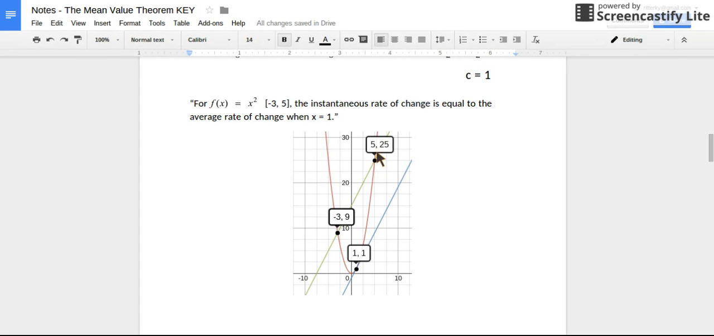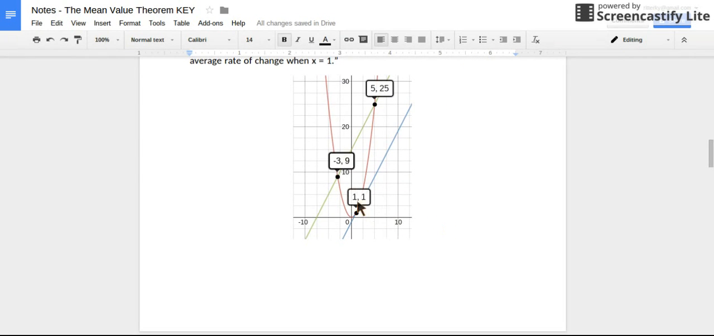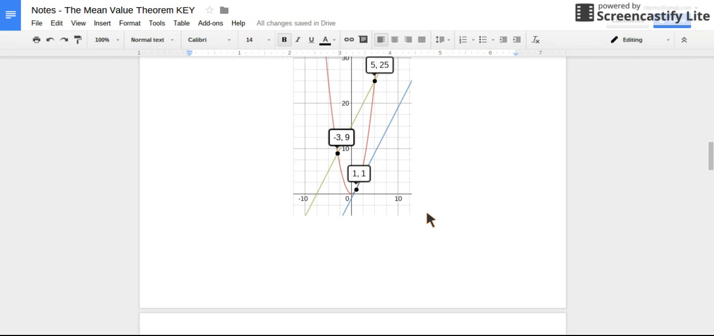So the red graph is x squared, that's our function. At x equals 1, I have this slope. That would be the slope of the tangent line. And then I used my coordinates -3, 9, and 5, 25 as two points on my secant line. So the slope of that secant line is equal to the slope of the tangent line when x was 1. And we can see that the secant line is now parallel to the tangent line. That only happens on this function in between that interval from -3 to 5 when x is 1. It may happen again outside of that interval, but on that interval it's only happening once.